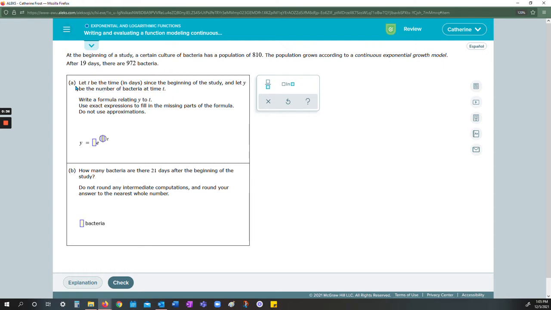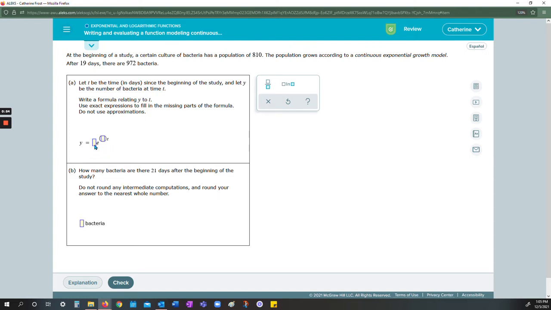All right. A, let T be the time in days since the beginning of the study, and let Y be the number of bacteria at time T. Write a formula relating Y to T. Use exact expressions, that's going to be a pain, to fill in the missing parts of the formula. Do not use approximations. Okay, so we have the basic formula here.